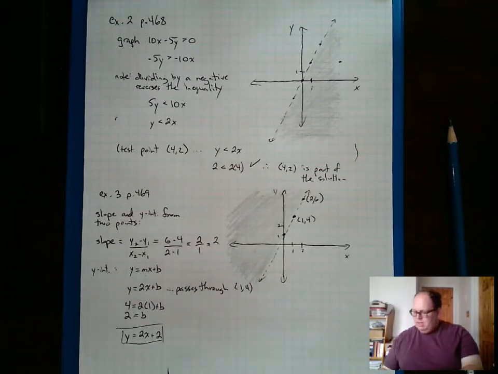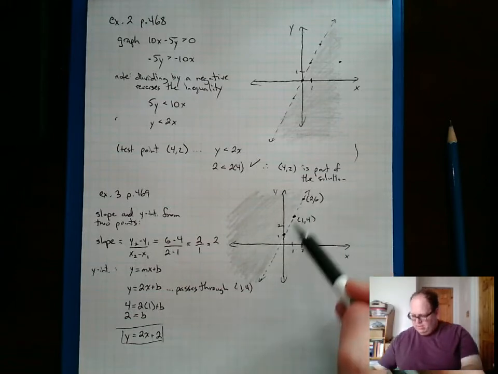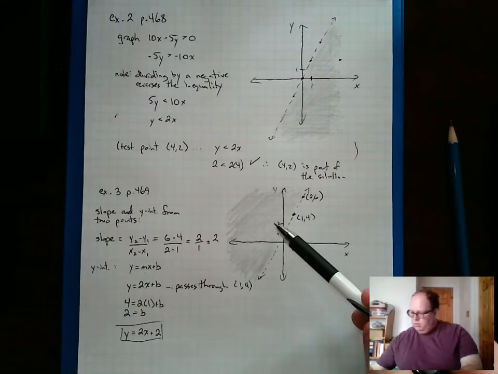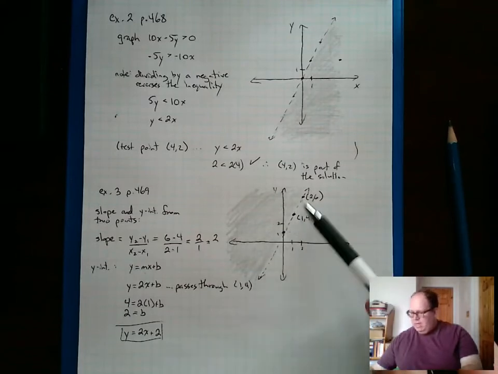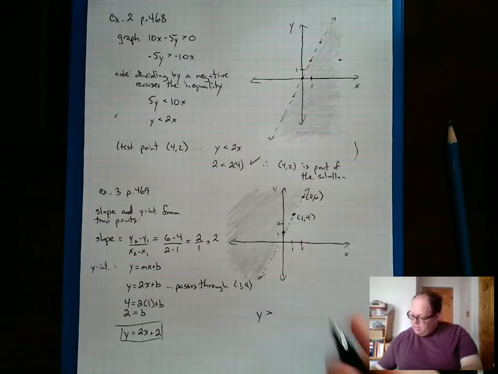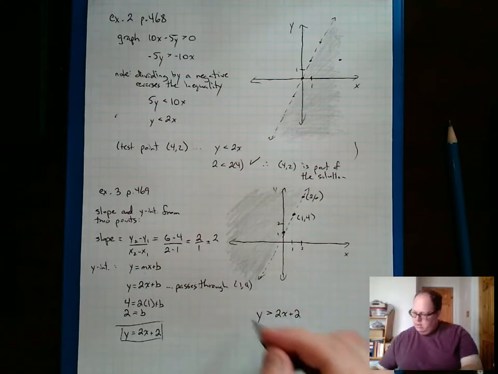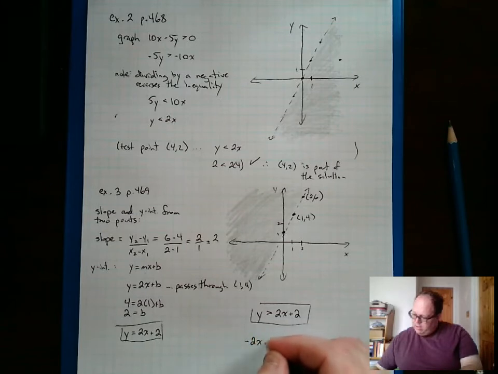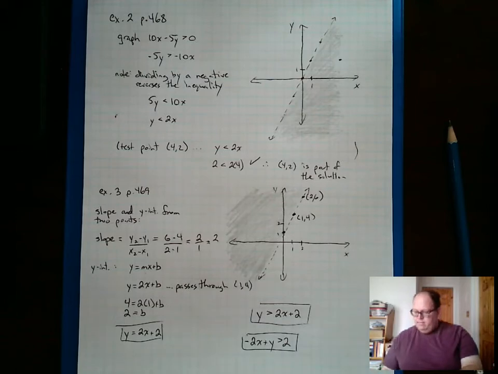Now, the question isn't asking us for the equation of this line, however, it's asking us for the inequality. So what I'm dealing with is this region above the line I just found, but not including it. That means my y values that I'm interested in are all greater than, but not equal to, 2x plus 2. Now, some may want it in that earlier form that we've seen, and if you rearrange that, that would be the same as negative 2x plus y is greater than 2. Either statement represents that.